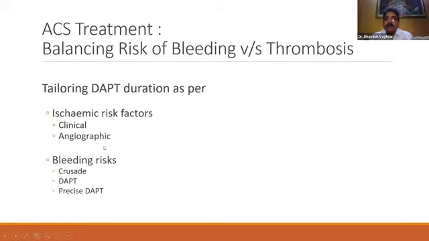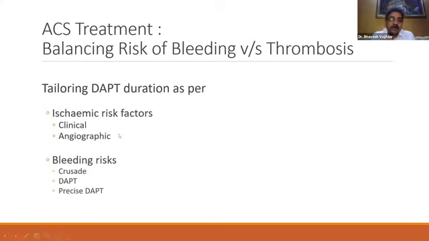So clinical risk factors: a patient who has a recent ACS, a patient who is diabetic, a patient who has had multiple episodes in the past, a patient who has chronic kidney disease. So these are the patients who have a higher ischemic risk, meaning the possibility of getting problems like MI or an NSTE-elevation MI will be higher in these patients.